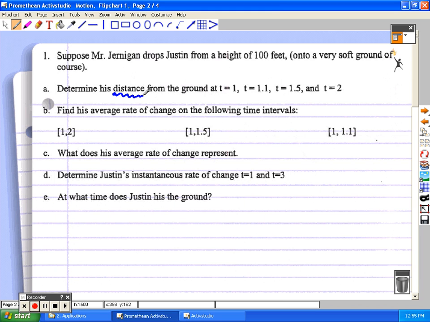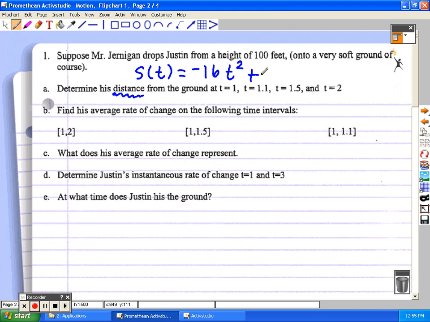So the first thing we have to do is we have to write a position function that incorporates all the given information. So Justin's position is equal to negative 16t squared plus the initial velocity. Now, since Mr.